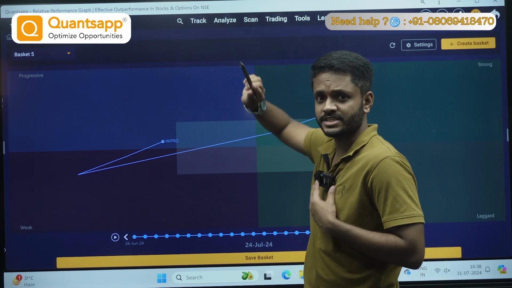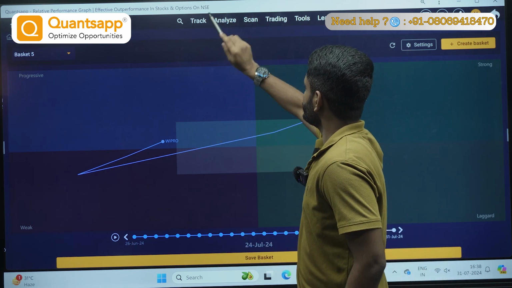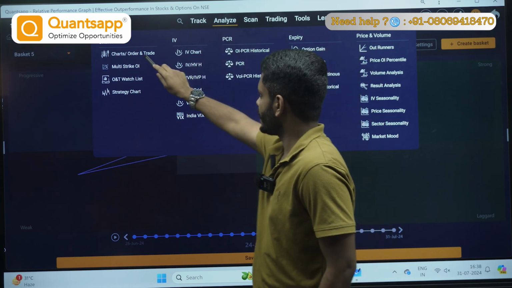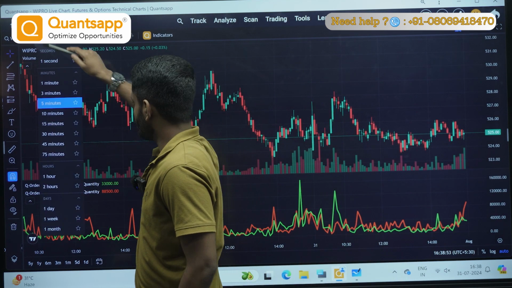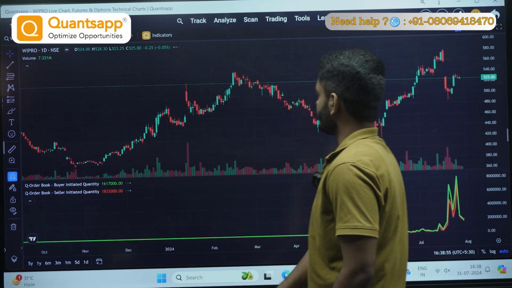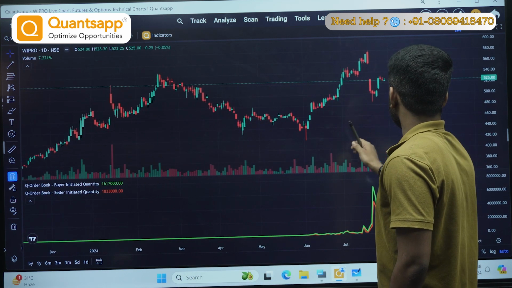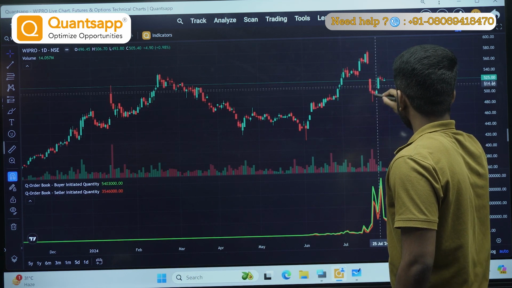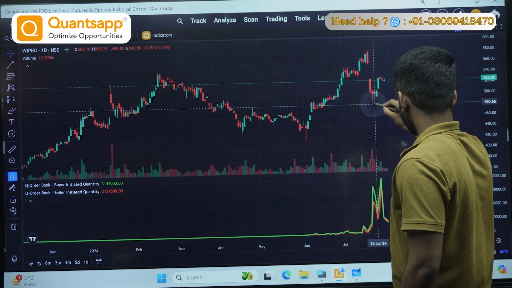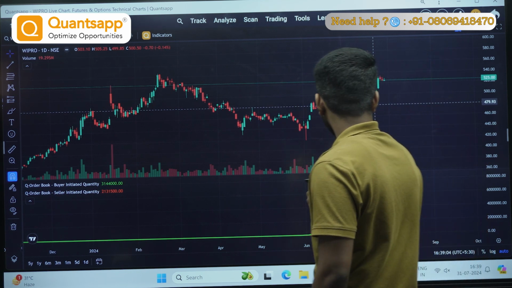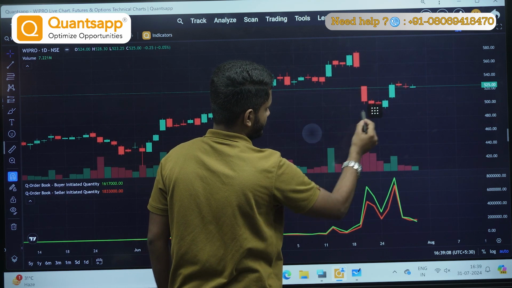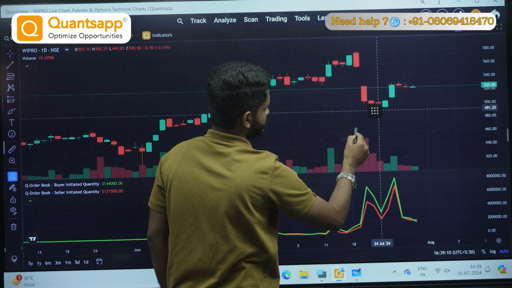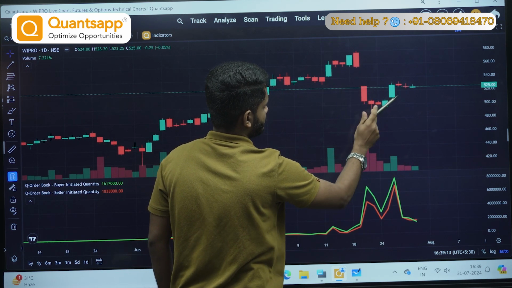So now let's go to the chart and check what happened. Okay, I'll go to analyze, I'll go to chart order and trade. Okay, so Wipro, let me plot the daily chart. Okay, so it came to progressive on 24th July, correct? So let me zoom this so you can see it properly. Okay, so check. This is the candle of 20.